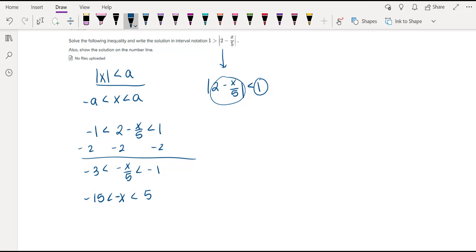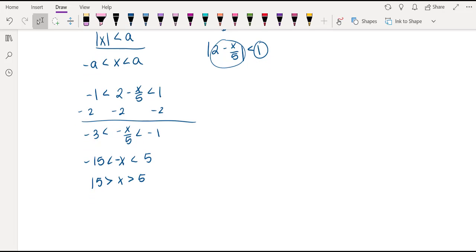So we need to multiply everything by negative 1, but we need to be really careful here. When we multiply by a negative and we're working with inequalities, we have to flip the sign. So 15 is greater than x, which is greater than 5. So in interval notation, the values of x that we can work with are 5 to 15.